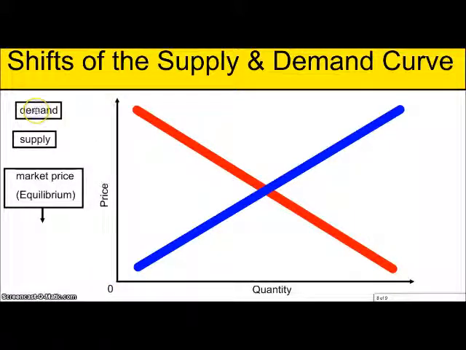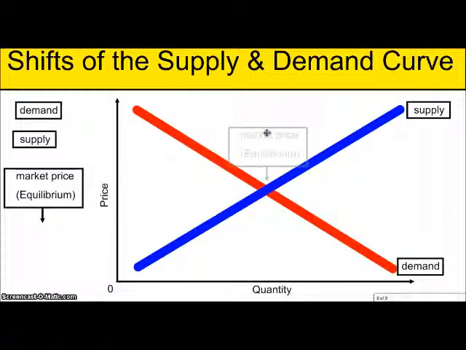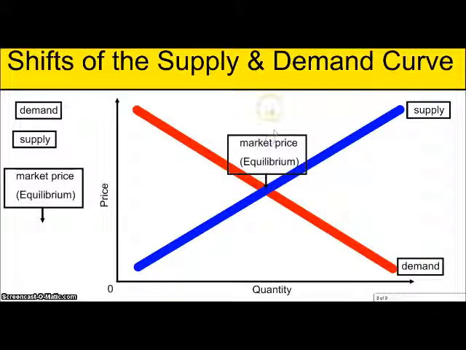So first thing we're going to put is our demand and supply labels on the line. Okay, next thing I'm going to find is that market price or equilibrium. And I'll drop that right there, because that little meeting point where these two X's cross is what buyers and sellers are going to be willing to exchange this product for.